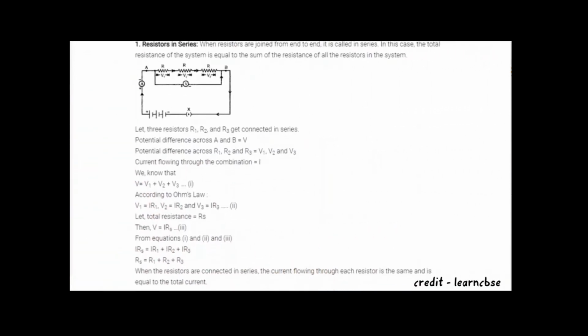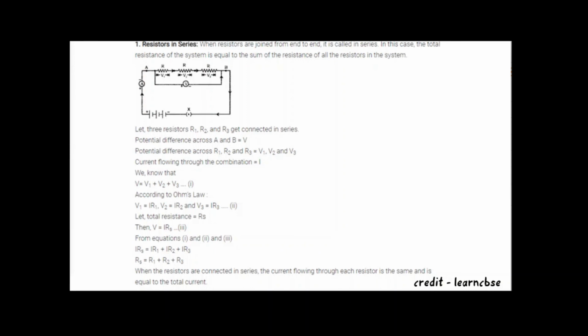Let 3 resistors R1, R2, and R3 be connected in series. Potential difference across A and B equals V. Potential differences across R1, R2 and R3 equal V1, V2 and V3. Current flowing through the combination equals I. V equals V1 plus V2 plus V3. According to Ohm's law, V1 equals IR1, V2 equals IR2 and V3 equals IR3.